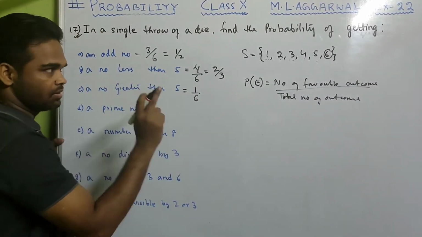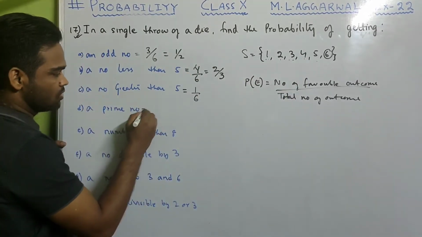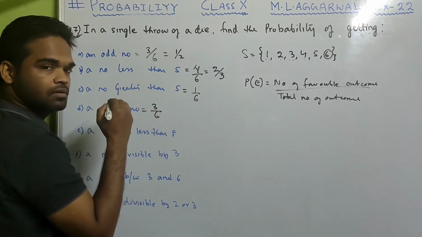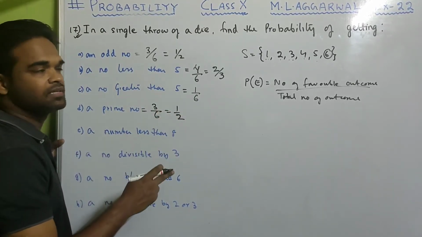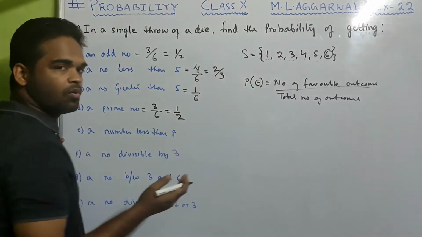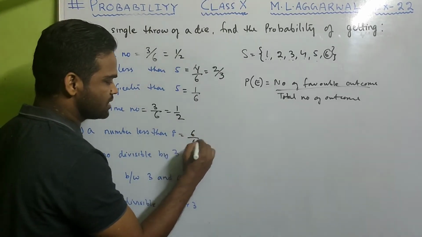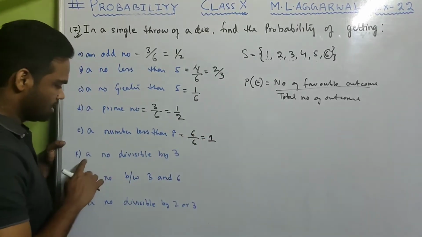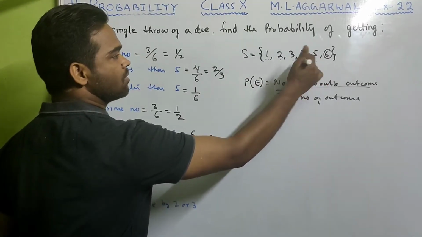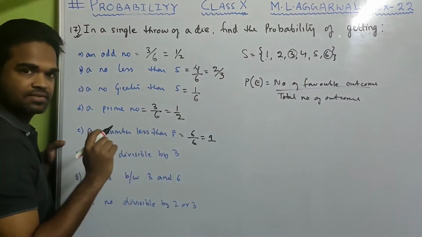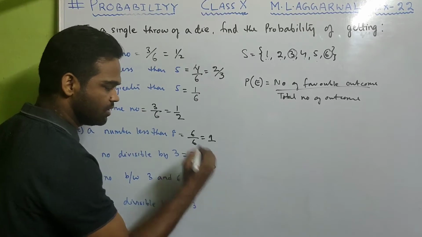A prime number. Now look, 2 is a prime number, 3 is a prime number and 5 is a prime number. So there are 3 favorable outcomes. Total outcomes is 6. So that's 1 by 2. A number less than 8. Now there are 6 favorable outcomes. It has to come less than 8 when you throw a die, which means 6 by 6. That's 1. A number divisible by 3. Now there are 2 numbers which are divisible by 3, 3 as well as 6. So favorable outcomes is 2. Total outcomes is 6. So 1 by 3.